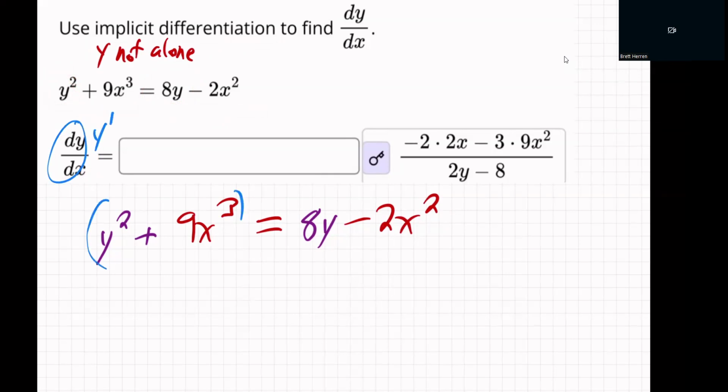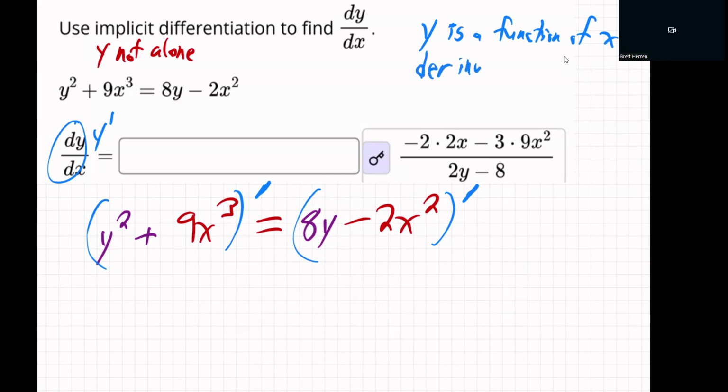So what am I going to do? I'm going to take the derivative of the left side and the derivative of the right side. I'm just doing the same thing to both sides. Now remember, y is a function of x. It's not x. It's a function of x. It's a dependent variable. So when you take the derivative of it, you've got to do the chain rule. Derivative often involves chain rule.